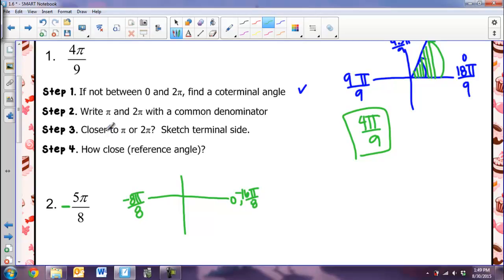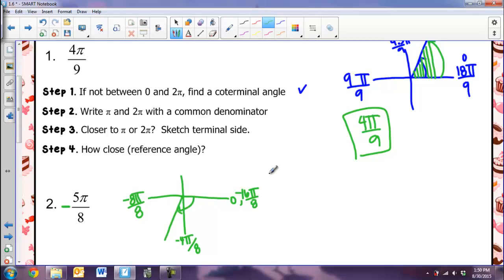Now we're going to ask ourselves, is this angle closer to pi or 2 pi? Or is it closer to negative 8 pi over 8 or negative 16 pi over 8? Well, it's closer to negative 8 pi over 8. And if you want to remember, you can always label the 90-degree angle down here. So this would be 4 pi over 8. 5 pi over 8 is above that, so we're going to draw our angle right here. And remember, we went the negative direction.